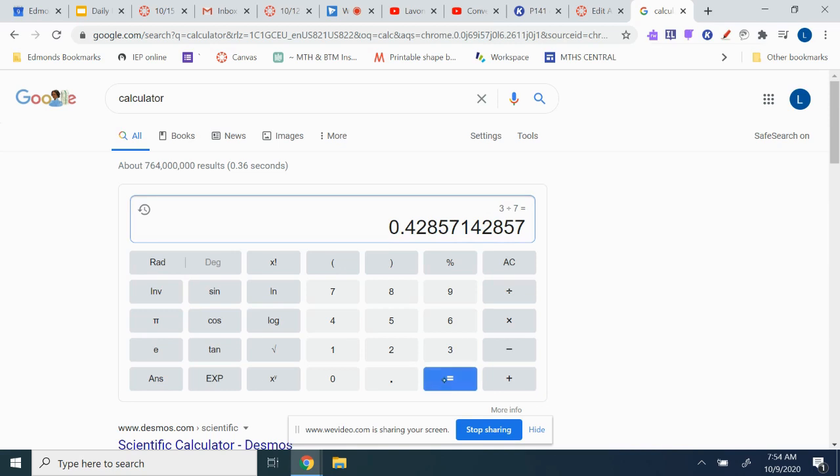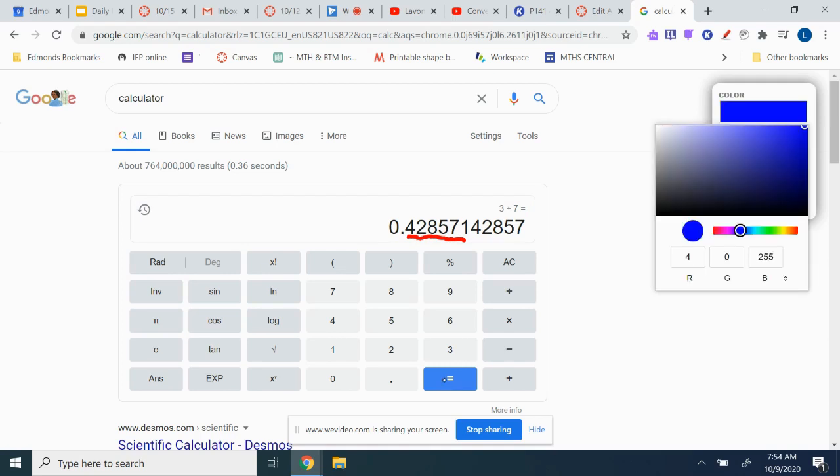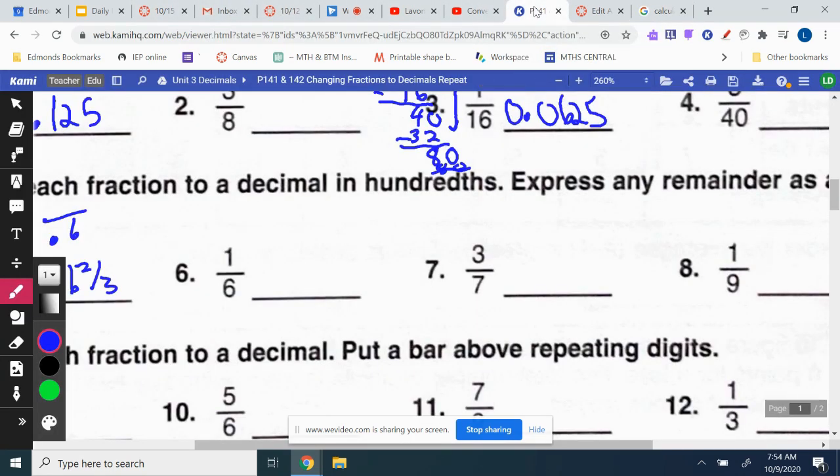And I want you guys to notice that it does have a repeating pattern, but we have to look for it. So I have 4, 2, 8, 5, 7, 1. And then it goes to another color of 4, 2, 8, 5, and if I kept going, 7, 1. So this all is my repeating decimal, 0.42857. So let's go back to our Cami page and write that in there.